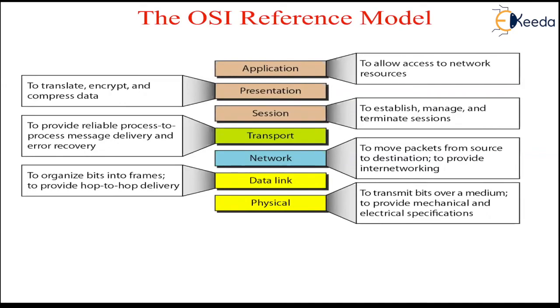The presentation layer translates the information coming from applications into standard formats. It deals with the encryption and decryption of information. It also deals with the compression and decompression of the data. Then the final layer is the application layer. It allows access to the network resources. This is about the OSI reference model.